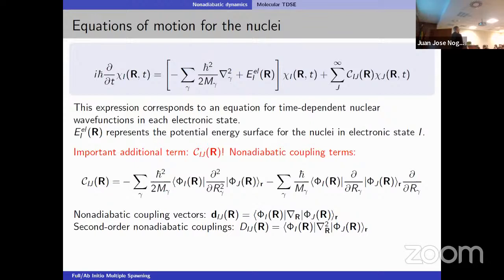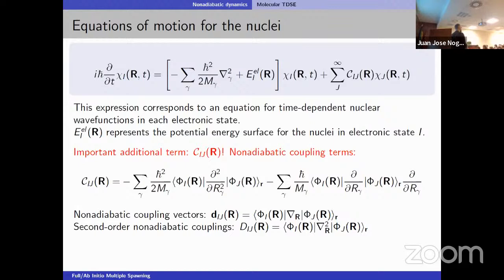Okay? And you can see that they are all stuck here, and they are the ones responsible for coupling chi j, so the nuclear wave function at a different state, with chi I. If chi I is the only nuclear wave function that is available at a certain time, say you excite your molecule, you start on the first excited state, this will evolve until you enter a region where these C terms here become important and will transfer amplitude from chi I to chi j. Okay, so that's the sink and source term for the equation.